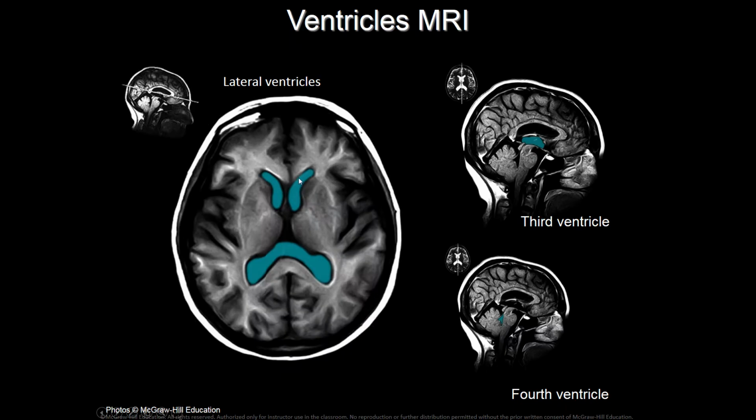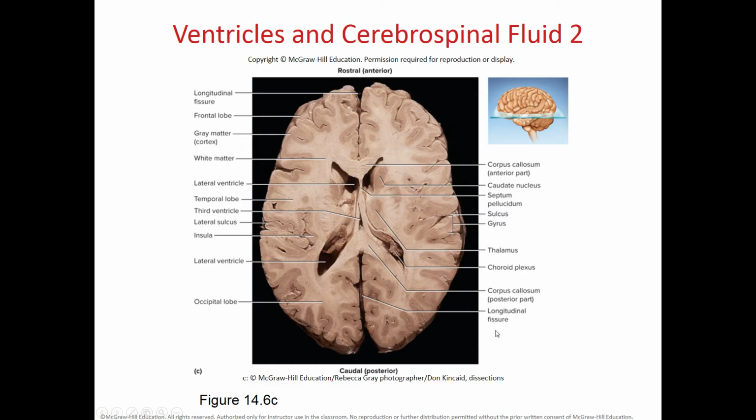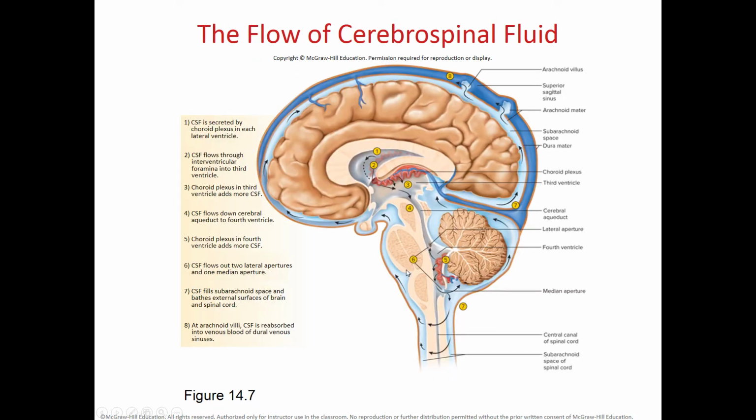An MRI of the lateral ventricles, you can see here. This is the third, and down here the fourth. This is a cross section of the brain, so you can see this space is the ventricles.